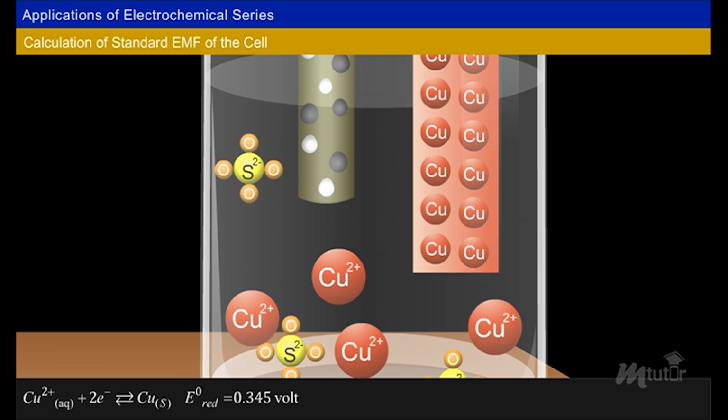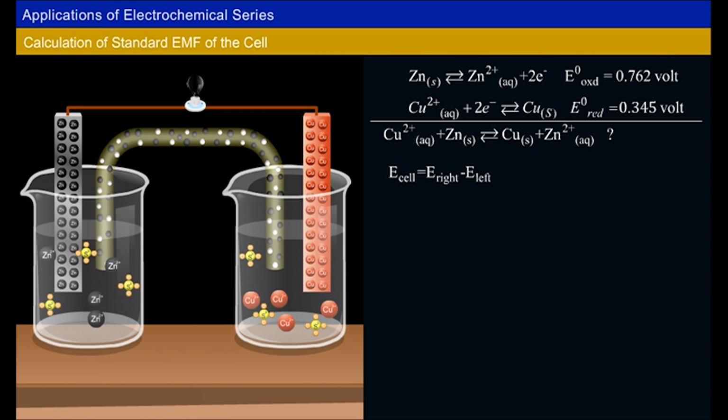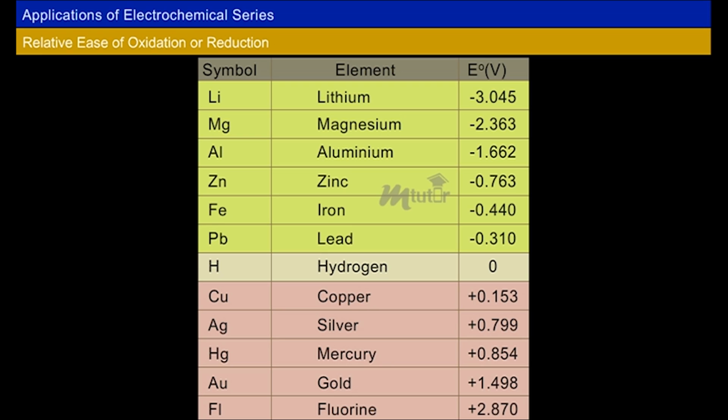0.345 volts. Applying the formula, E cell is equal to E right minus E left. Substituting the values, we get 1.107 volts.